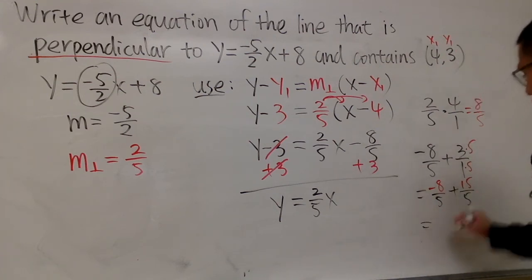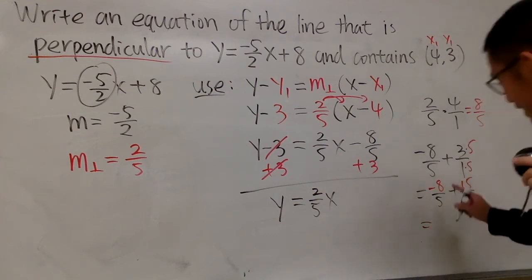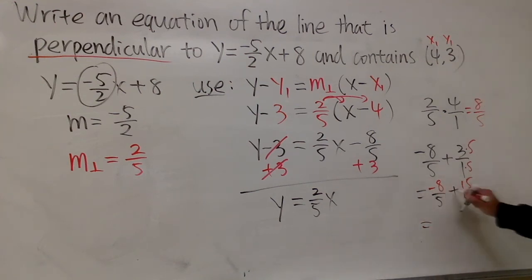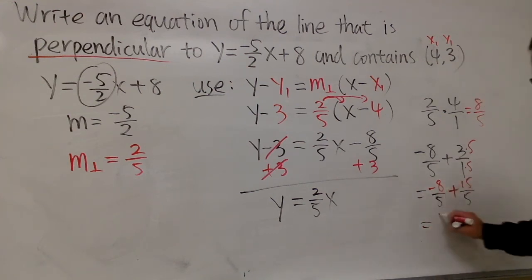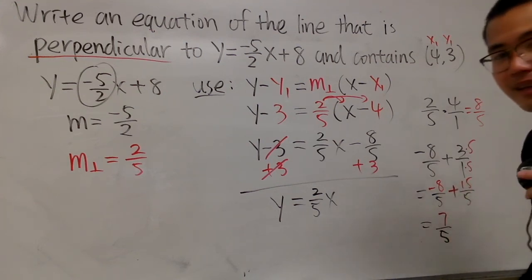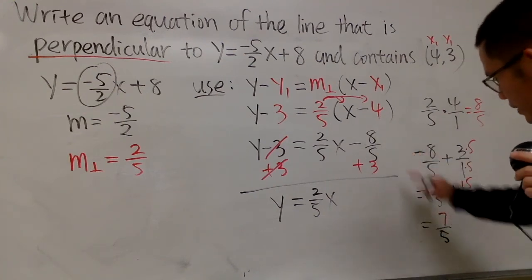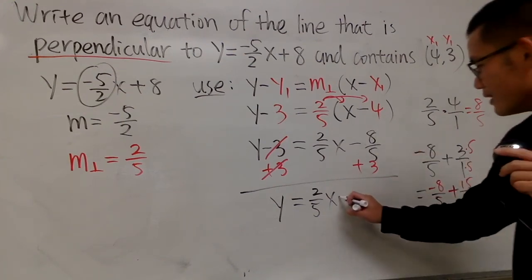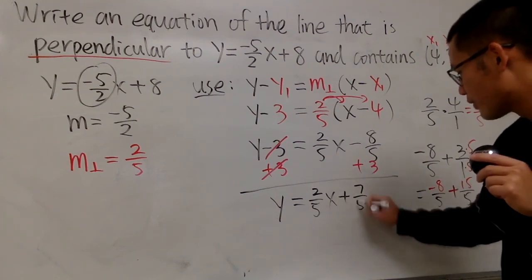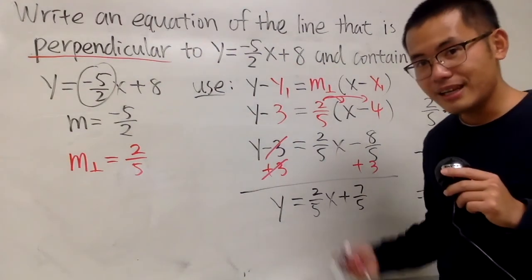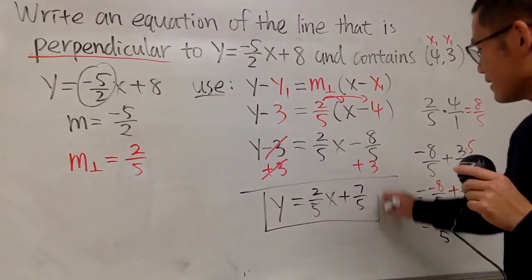We can just add the tops together. Here is negative 8 plus 15. That's going to give us positive 7, and then the denominator stays the same. So finally, we see that this and that will give us 7 over 5. So just add 7 over 5. Yeah, just like this. Not so bad.